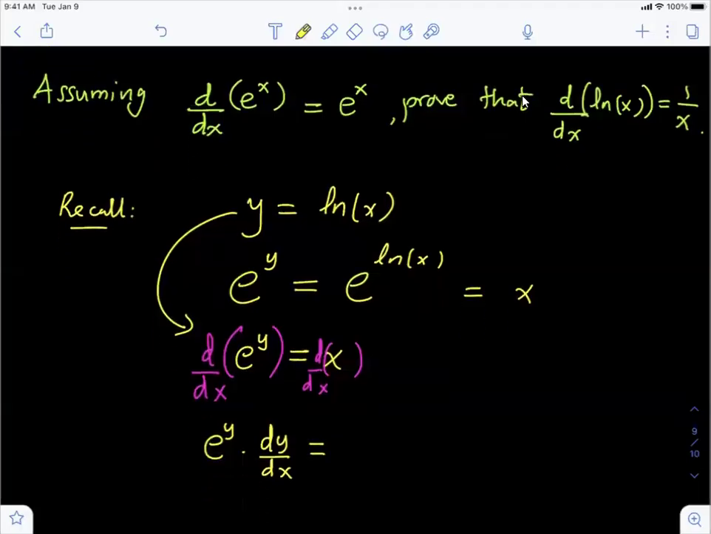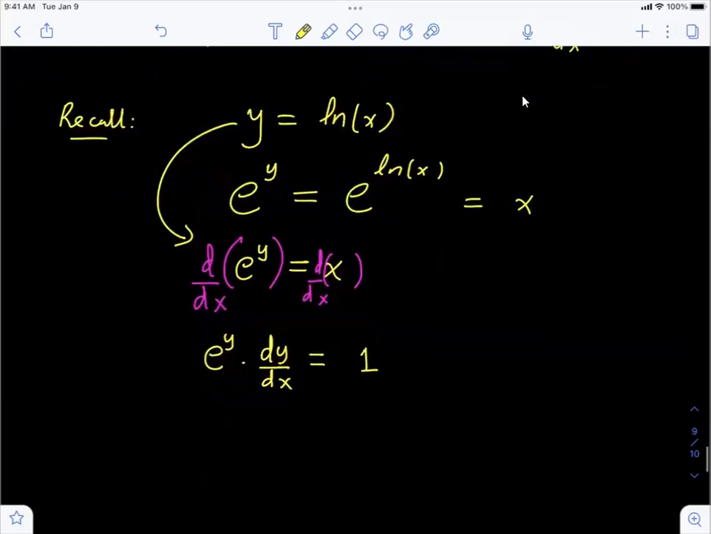And on the other side, don't forget the derivative of x with respect to x is going to be just 1. This is remarkably simple, right? dy/dx. Now already it's in our hand. So let me write it in a different way. dy/dx, let's solve for that. Divide both sides by e to the y. So I'm going to get 1 over e to the y.